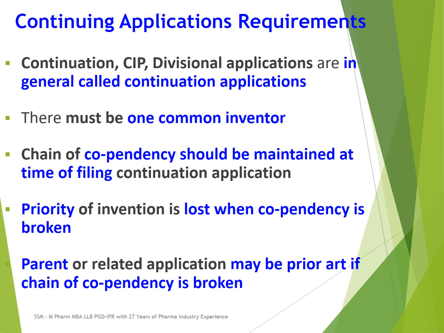The parent or related application may be prior art if the chain of co-pendency is broken. If this chain of co-pendency is broken, then the earlier filed application, the original or parent application on the basis of which you are filing the continuing application, will act as prior art for your continuing application. So these are the requirements for filing continuing applications.